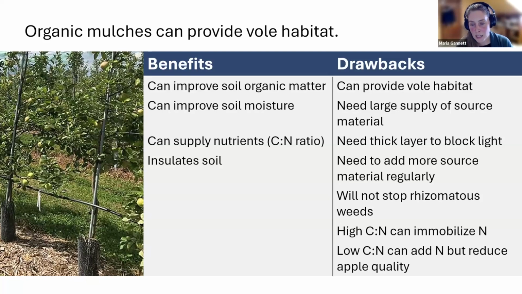But on the flip side, you can use a much lower C to N ratio mulch. But then you have a little less control over when that nitrogen released from that mulch is available. And sometimes it can reduce apple quality if it's released at the wrong time.